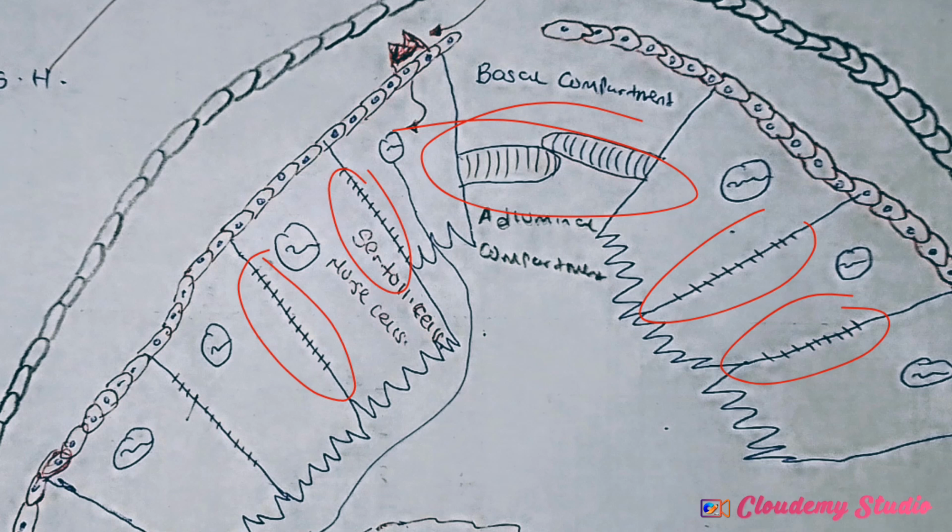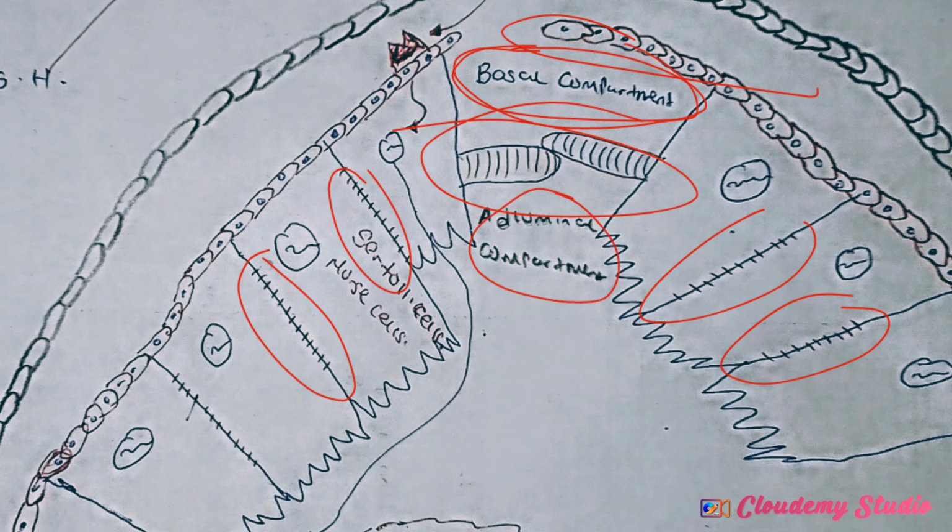But one thing about it is that it is not functioning only as adherence. I'll tell you the other function of this particular structure. Now look at it. This is the basal lamina. You understand? And we have the basal compartment, and we have the adluminal compartment.